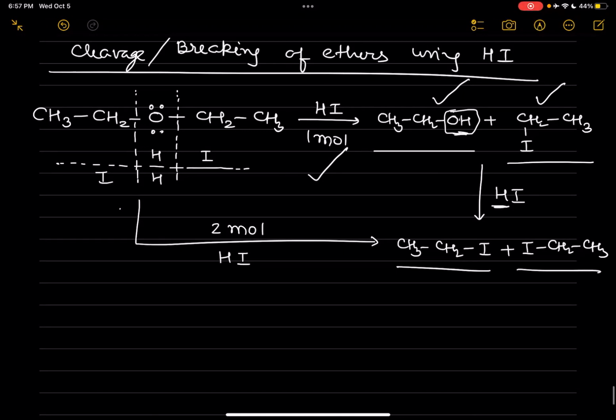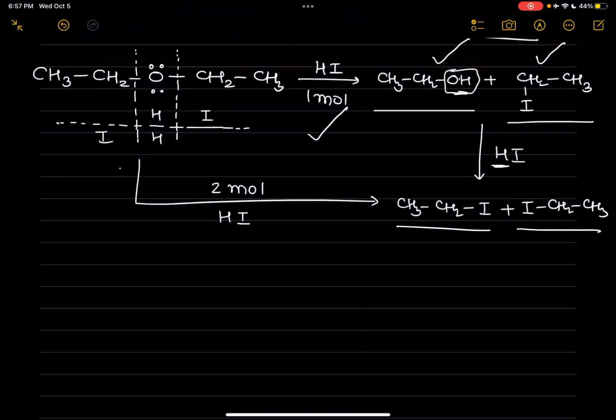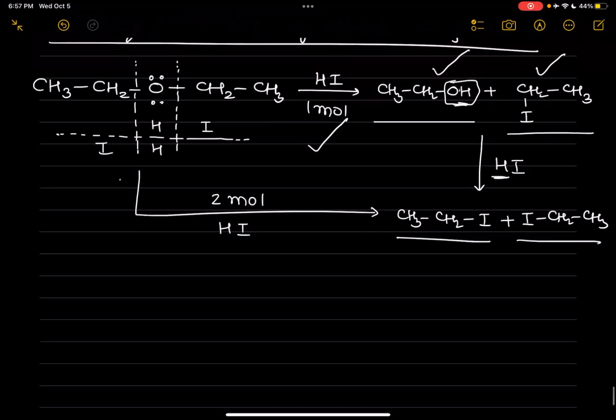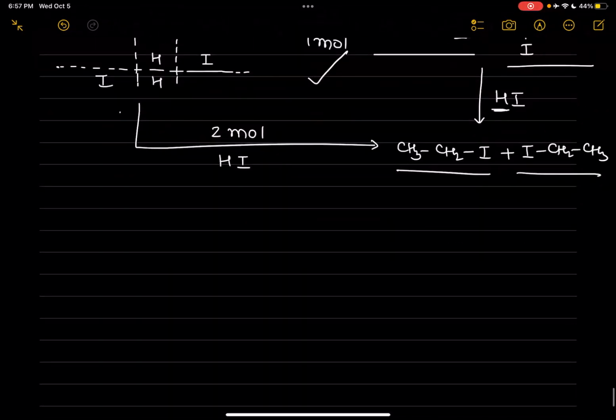Right? This is a normal shortcut, but you need to be very careful. If you have different questions, this is the simplest question. Is it clear? Yes, sir. Okay. So let's do one more question.